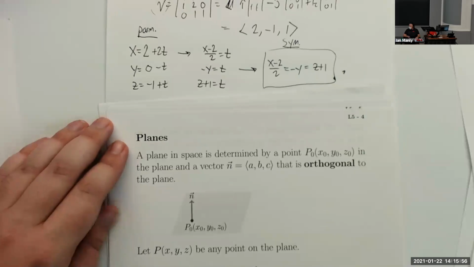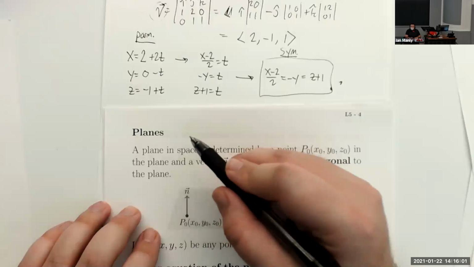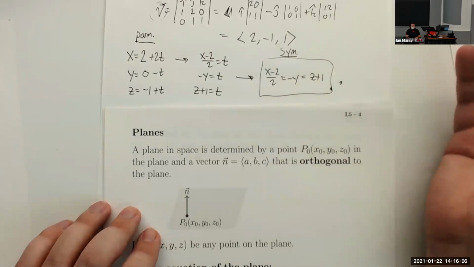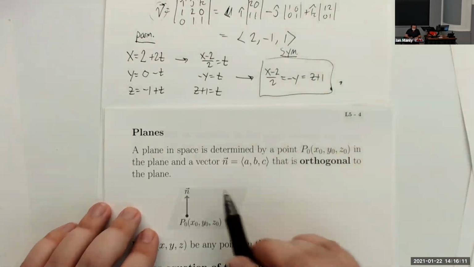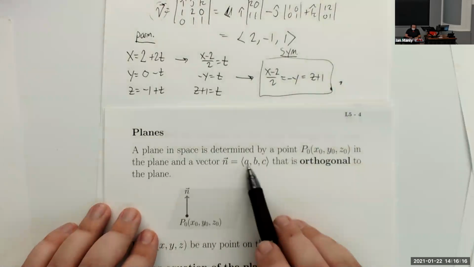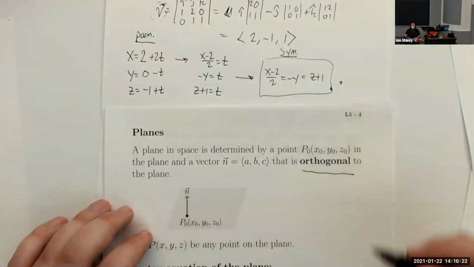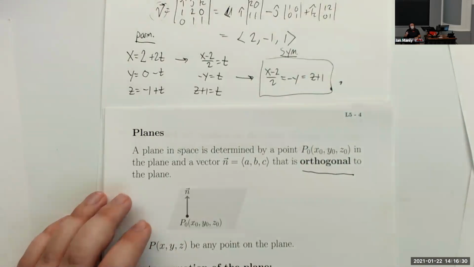So in addition to lines, we're also going to have a lot of occasions to use planes as well. And it turns out that, kind of like we use vectors to represent lines, we can also use vectors to represent planes, although we're going to be doing so in a slightly different way. A plane in space is determined by a point in the plane and a vector (A, B, C), kind of like our direction vector again, that is orthogonal to the plane. So before with our lines, we wanted to go parallel to the line itself. Here we're going to go perpendicular.